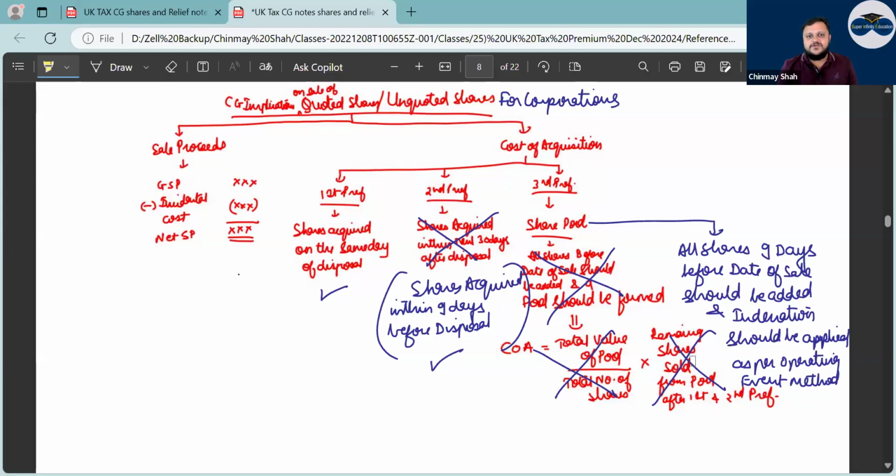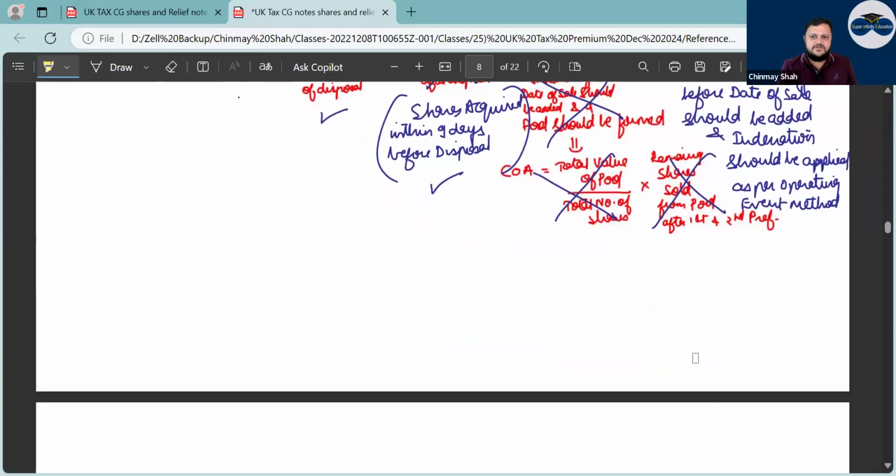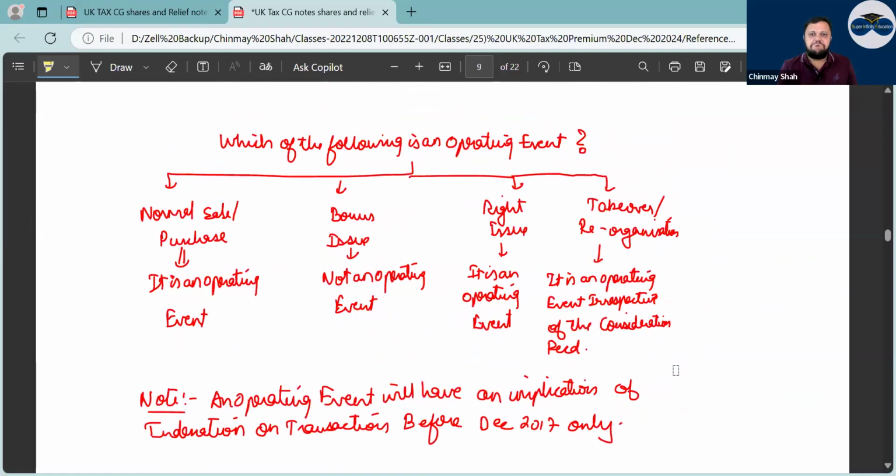I hope everyone knows what the operating event method is. Yes or no? Yes, sir. You know what the operating event method is? Tell me, everyone, what do you say, Sana? What all are operating events? Tell me. Normal, sir, sale or purchase of shares.